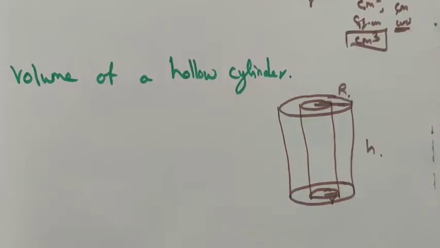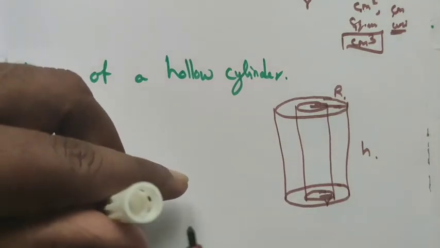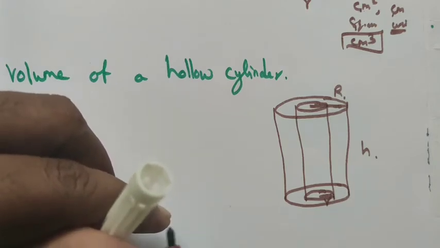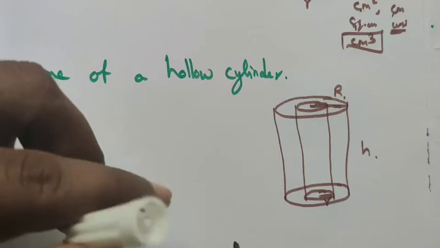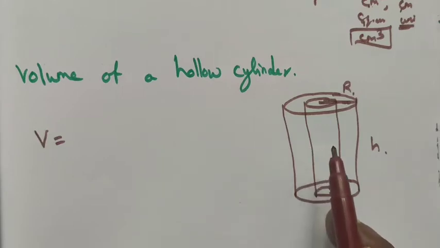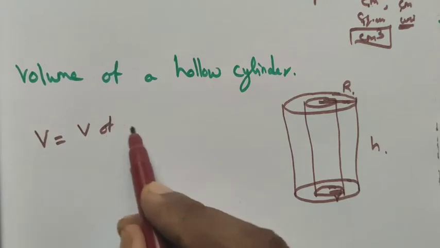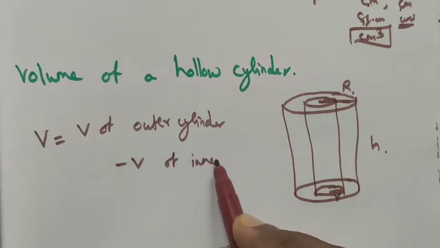Next we see the volume of the hollow cylinder. See, it is in the shape of a hollow. Imagine this is the hollow cylindrical shape. So we want to find the volume of this hollow cylinder. That means the quantity of material used in this cylindrical shape is the volume of the hollow cylinder. So volume V is equal to the volume of the outer cylinder minus the volume of the inner cylinder.